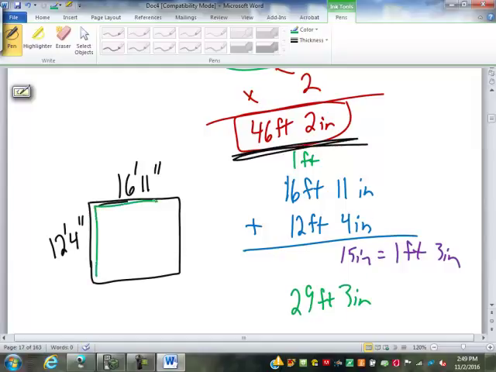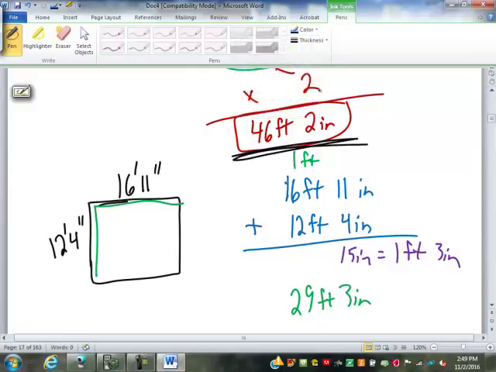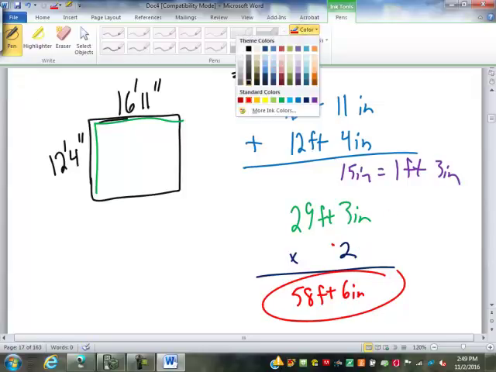That goes around 2 of the walls. The other 2 walls are the same size, so I have to double that. So times 2. 2 times 3 inches is 6 inches. 2 times 29 feet is 58 feet. So we got 58 feet 6 inches. Anybody come up with that? Didn't have enough time?